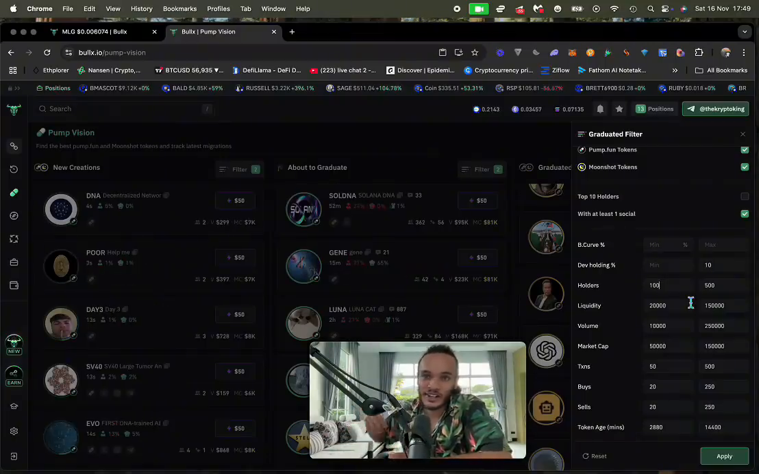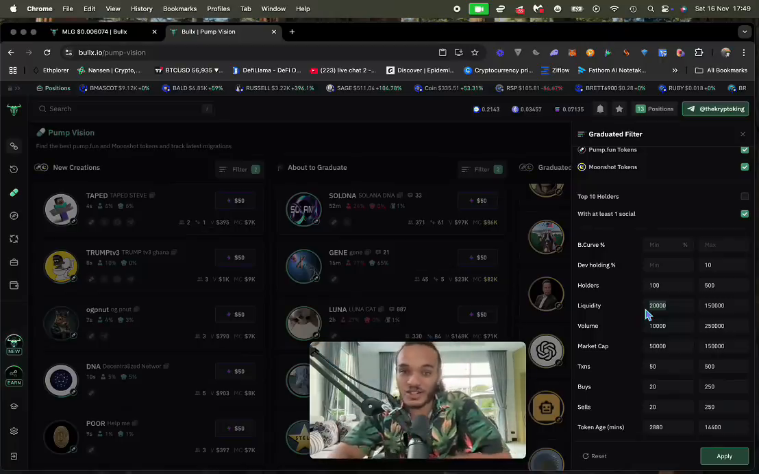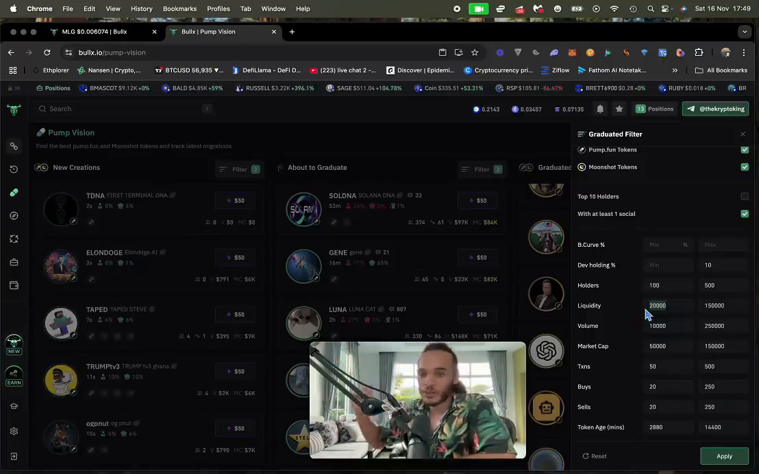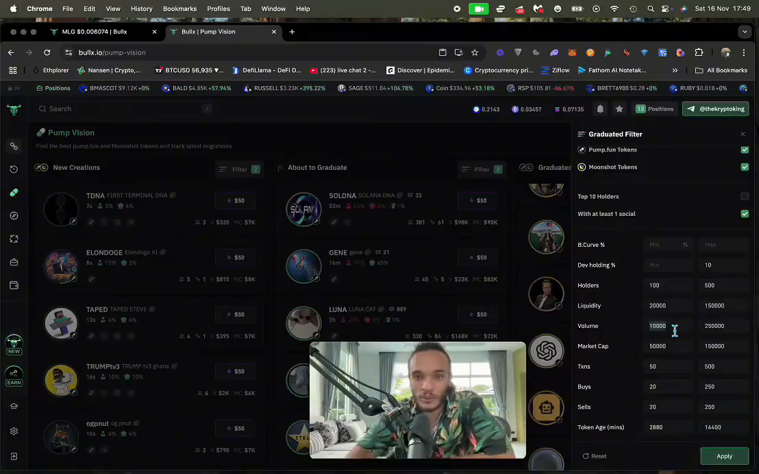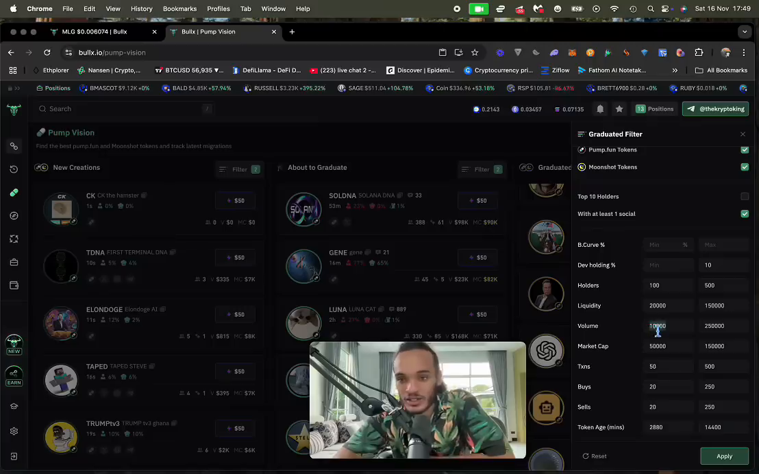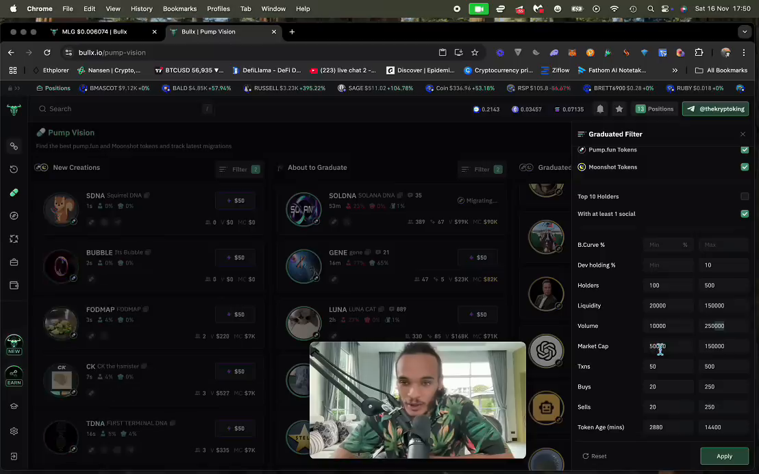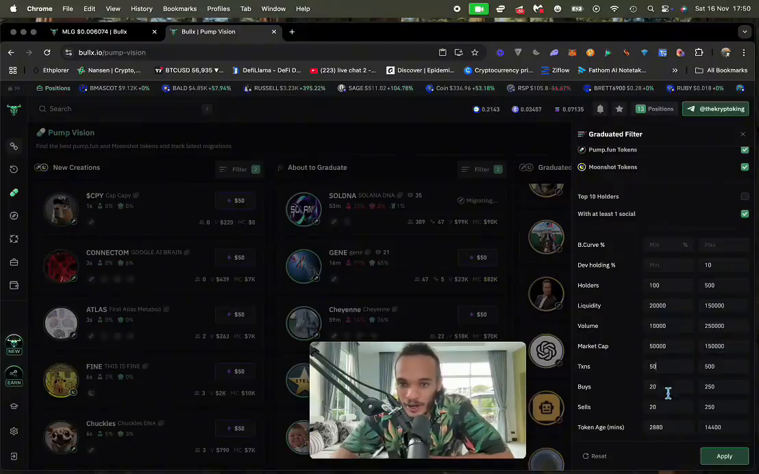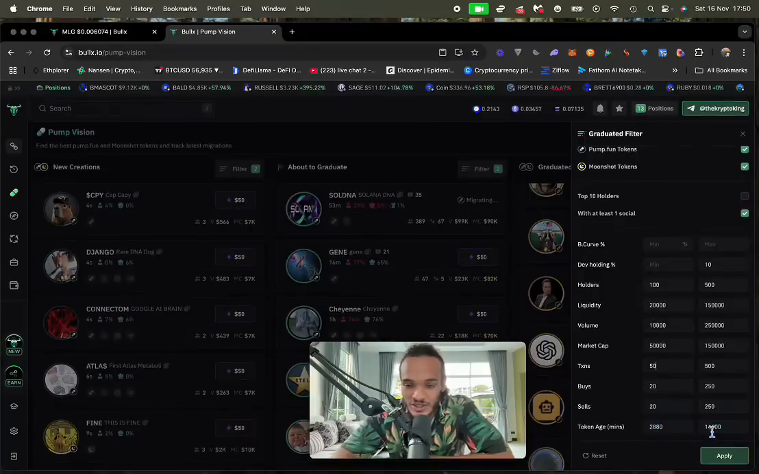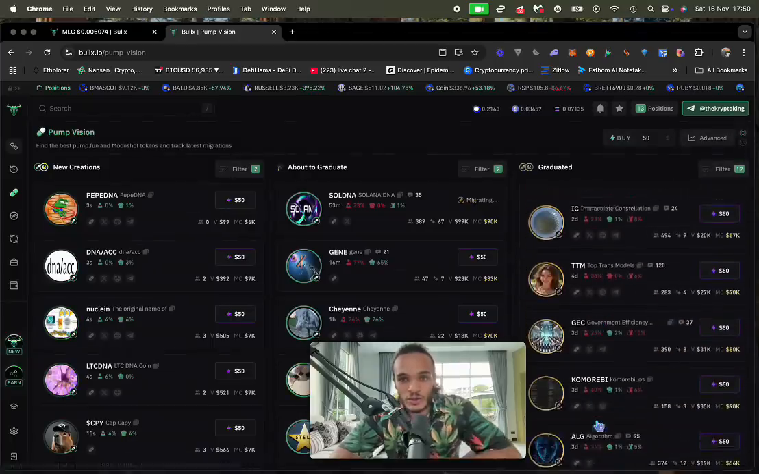If somebody puts in a lot of money into a token with low liquidity, it's going to pump the price like crazy, right? Which might actually not be that good because you want to see a stable chart rising. So I decided to put 20,000 to 150,000. The volume, this is the amount of volume traded. As you can see, I put 10,000 to 250,000. Then market cap, we're looking at $50,000 market caps all the way up to $150,000 market caps with decent amount of transactions, buyers, sellers, and the age, as you can see, I chose for that few days area. And as you can see, it gives me a lot of tokens to choose from.